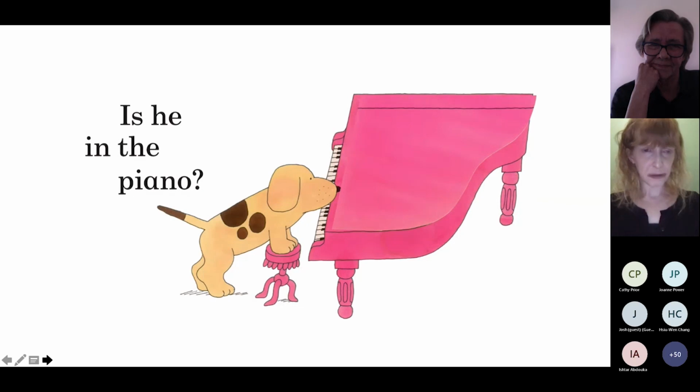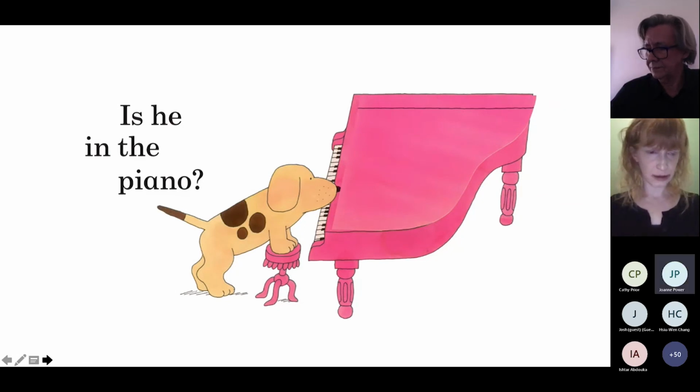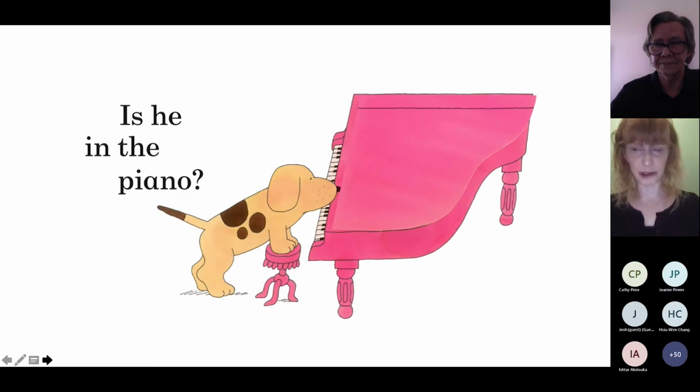Okay, what about the next page? What do we think the keywords are on this one? In the text, sorry. Keywords in the text to start. Just piano. Yep, piano. And we've done prepositions on the other pages as well, so we might do in as well.